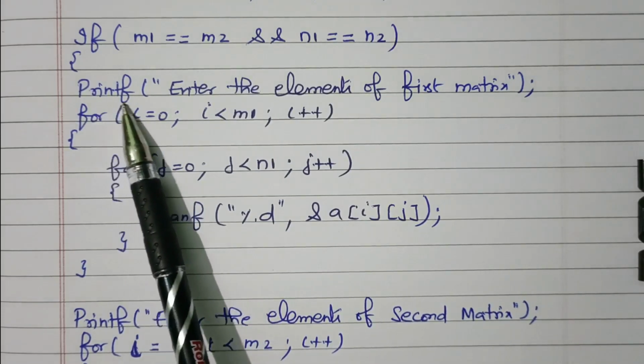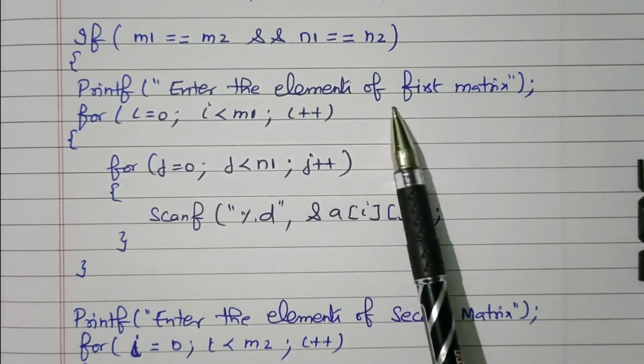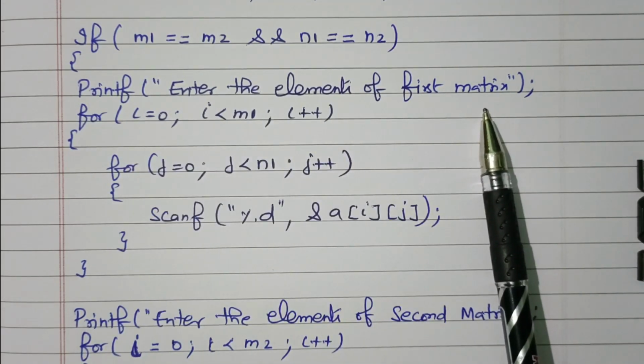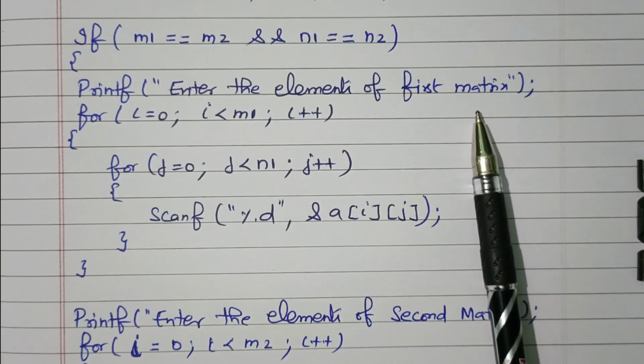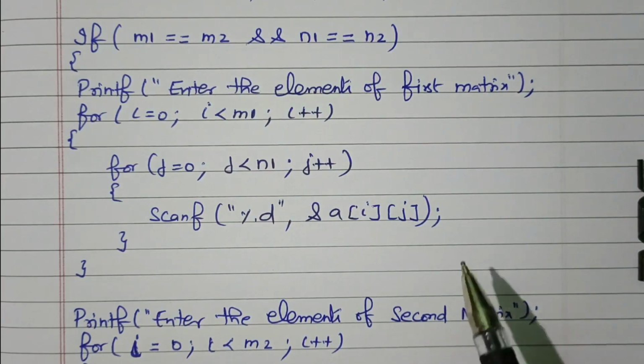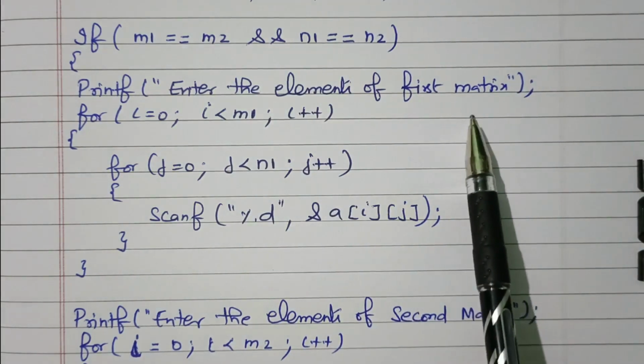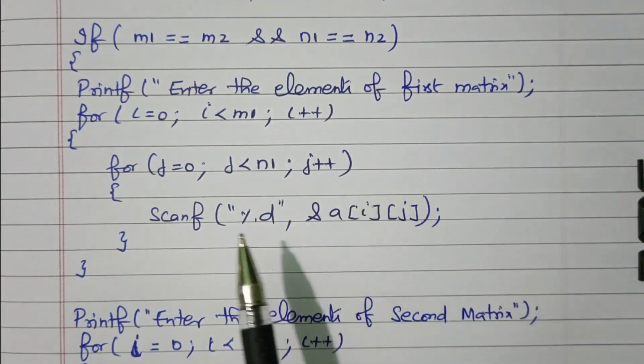Before that we need to get the elements of the first matrix. Printf enter the elements of first matrix. We ask the user to enter the elements of the first matrix, right? So the user will enter 3 cross 3, that is 9 elements. We assume that we are using a 3 cross 3 matrix for this entire program. So the first element should be stored in 0 0, second will be stored in 0 1.